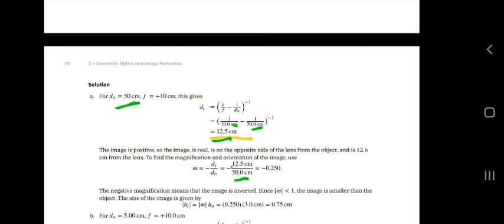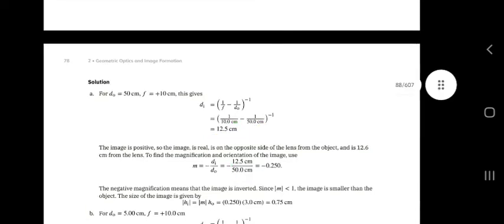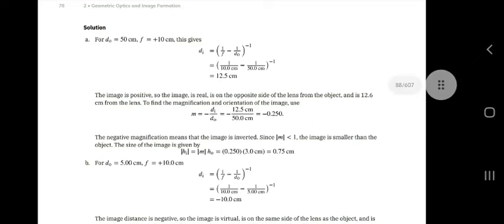So the negative magnification means that the image is inverted, and since the absolute value of magnification is less than 1, the image is smaller than the object. The size of the image is given by the image height equals the absolute value of magnification times the object height, which equals 0.250.